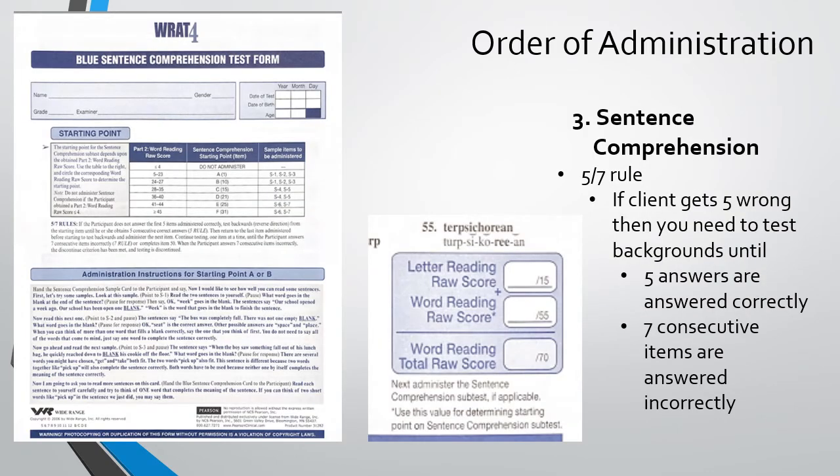The next subtest that you're going to administer is the sentence comprehension test. In order to know where the starting point will be and what sample items to administer, you will take the word reading raw score from the word reading subtest. You will not administer the test if they scored less than a 4 on the word reading raw score.